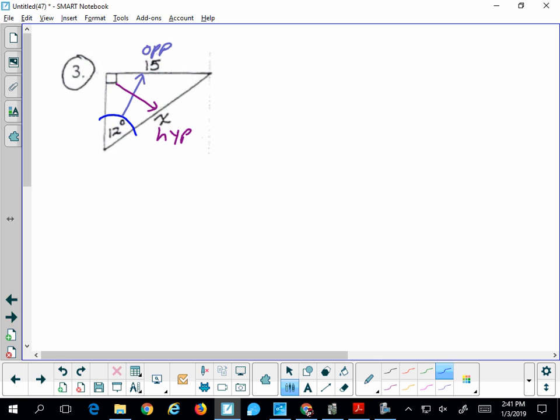So I write out my function, sine. Immediately following my trig function is my angle. So sine 12 degrees equals, and now I write my ratio, my fraction. So with sine, opposite is on top, so I have 15 over hypotenuse, which is x.